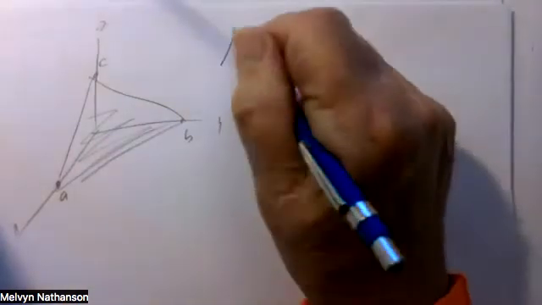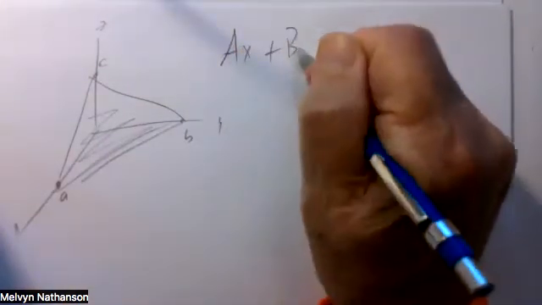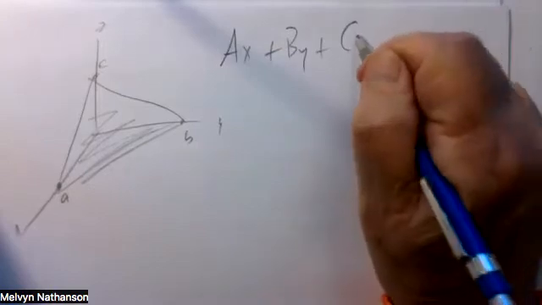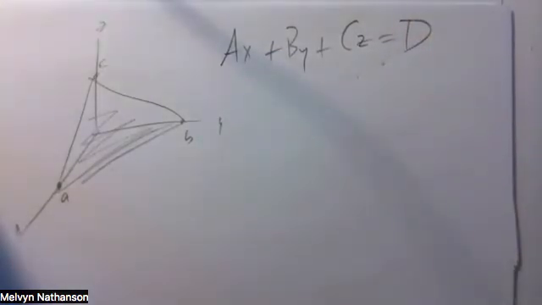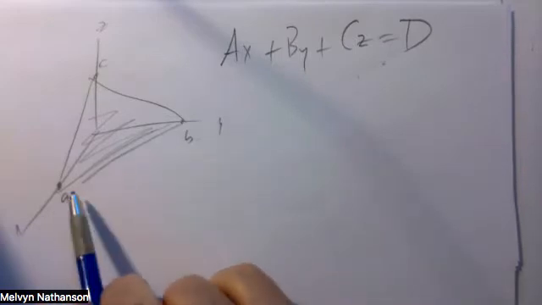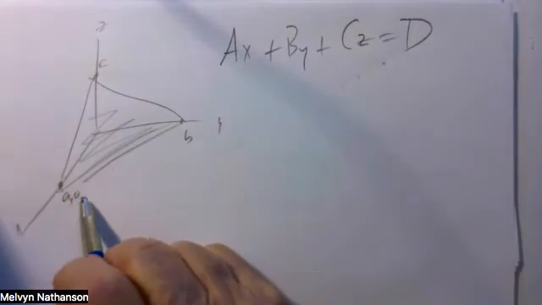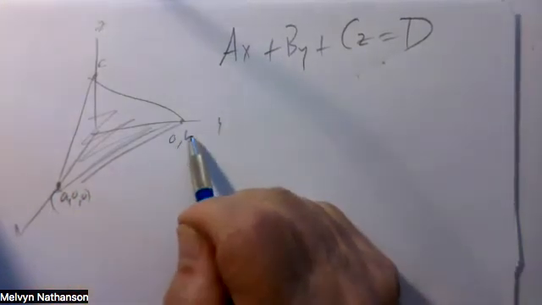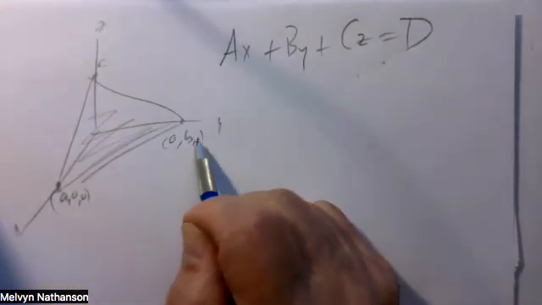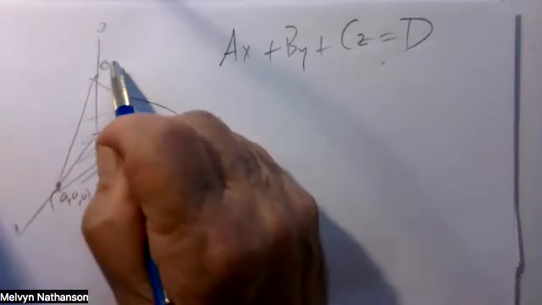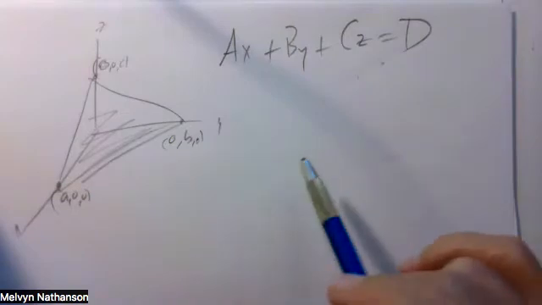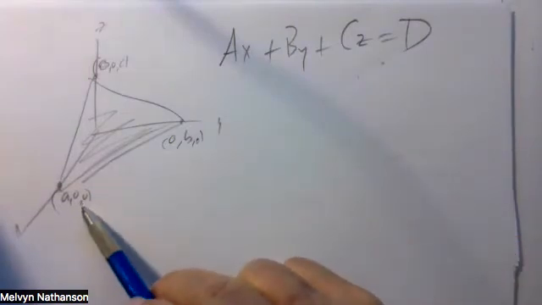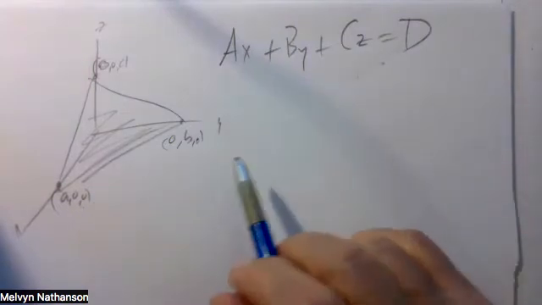So a plane always looks like Ax plus By plus Cz equals D. That's the general equation of a plane. And let's say we want the points (a, 0, 0), (0, b, 0), and (0, 0, c). We want these points to lie on the plane. So that means when you plug in these coordinates, you get an equality.